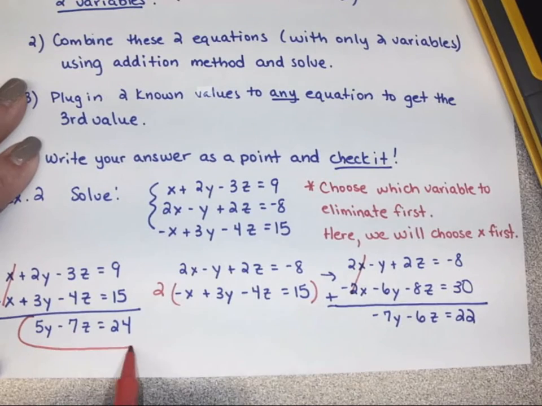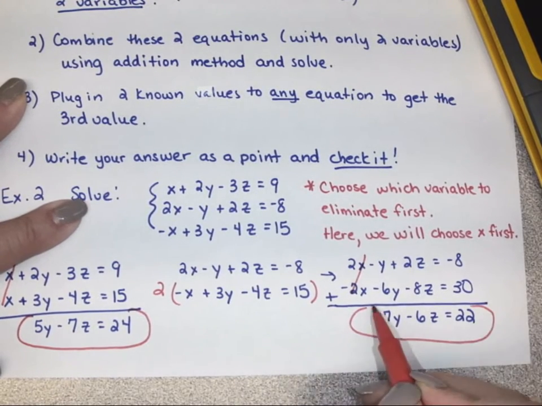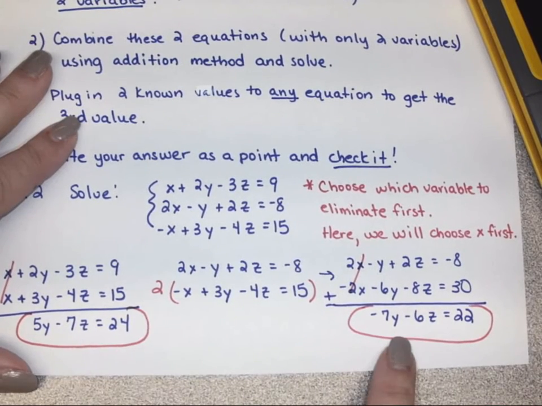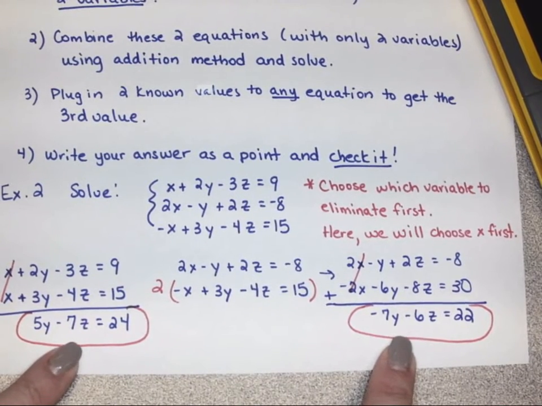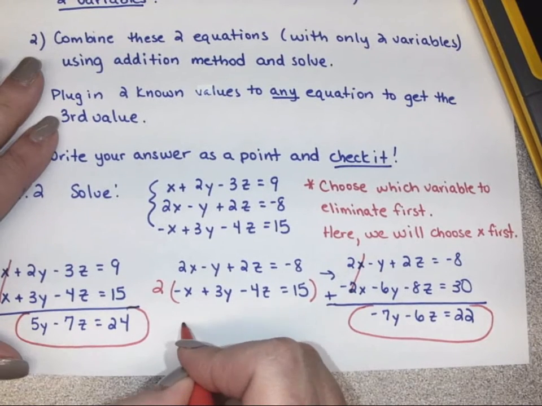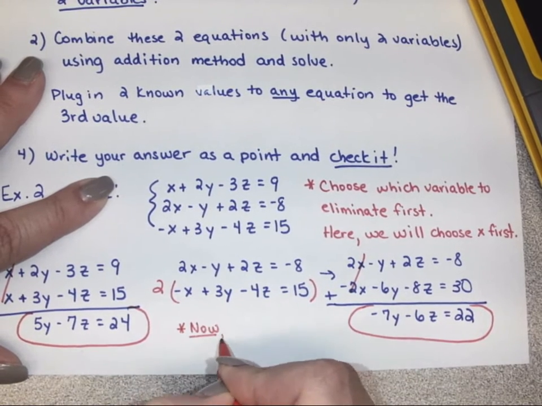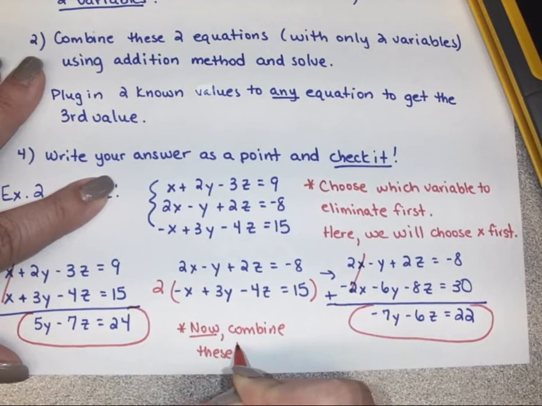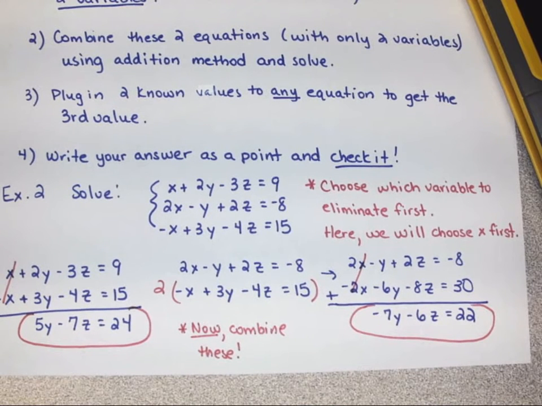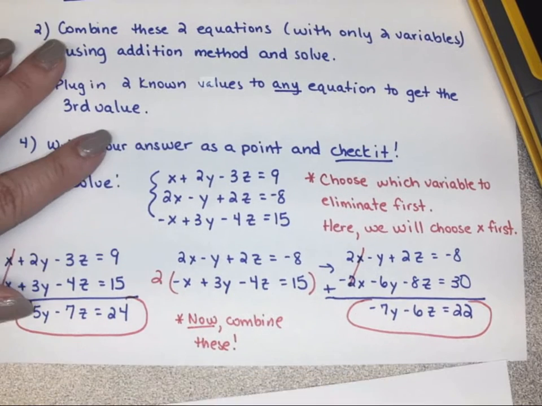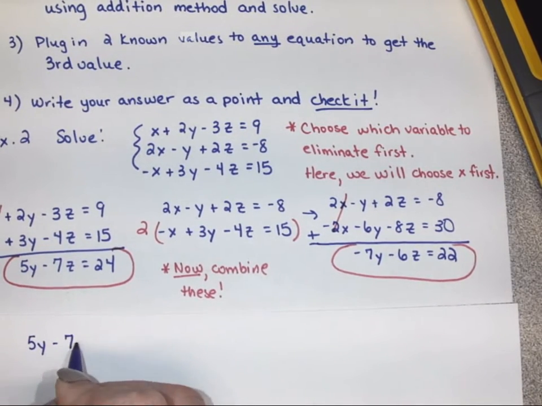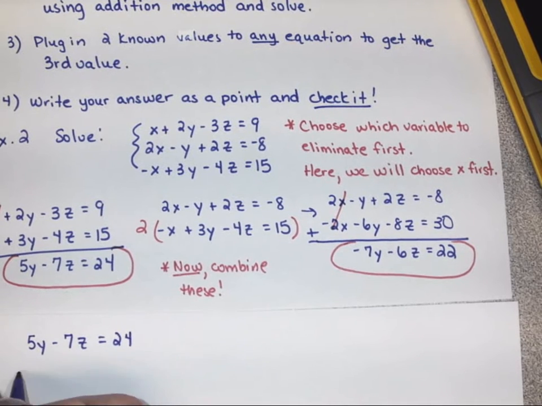So I'm going to circle what I got here in step 1. Now I have two equations that only have how many variables? 2, right? y and z. They're both the same variables. So now I'm going to combine these together because they have matched up variables. I'm going to ignore all the mess that I just did, and I'm just going to line up 5y minus 7z equals 24. And I'm going to line that up with negative 7y minus 6z equals 22.